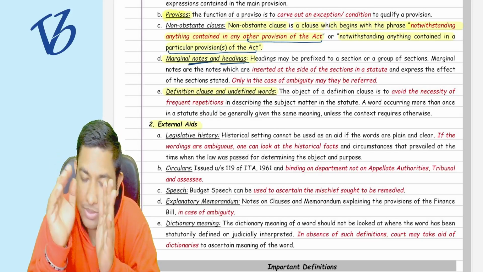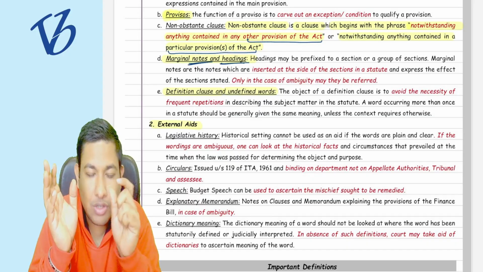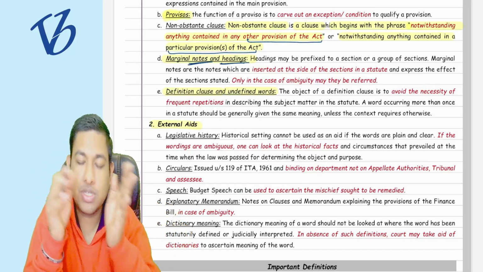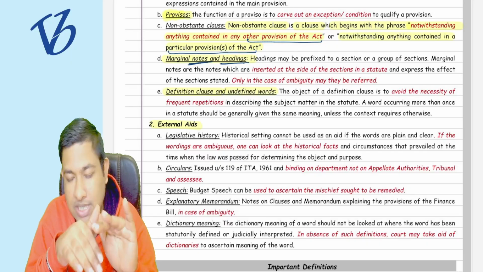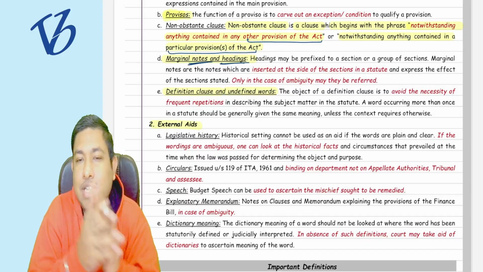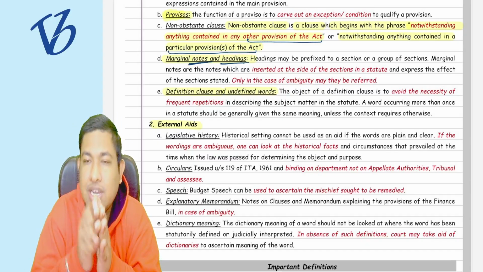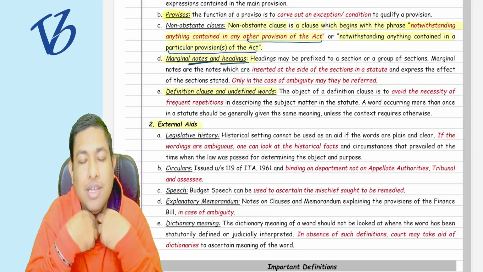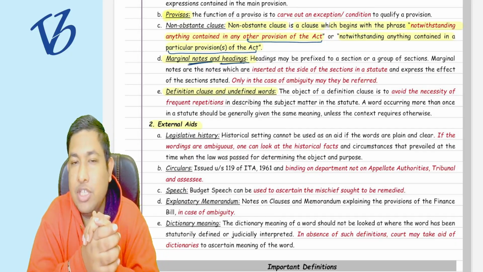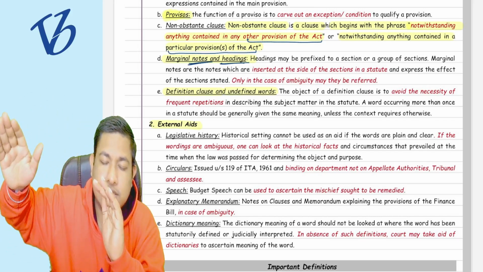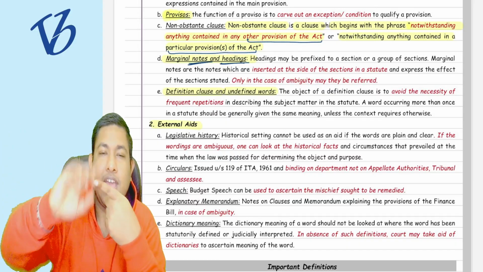Whenever this particular word comes in the act, you have to give the meaning of that particular word which is given in section number 2, as we are going to see some definitions in the later part of this chapter itself. These are generic definitions and will be used throughout the act. Suppose in section number 2 the definition of senior citizen is given.